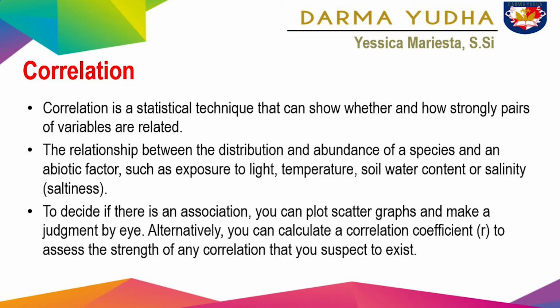Or you might want to know if there is any relationship between the distribution and abundance of a species and abiotic factors such as exposure to light, temperature, soil water content, or salinity, or saltiness. To decide if there is an association, you can plot scatter graphs and make a judgment by eye. Alternatively, you can calculate a correlation coefficient to assess the strength of any correlations that you suspect to exist.